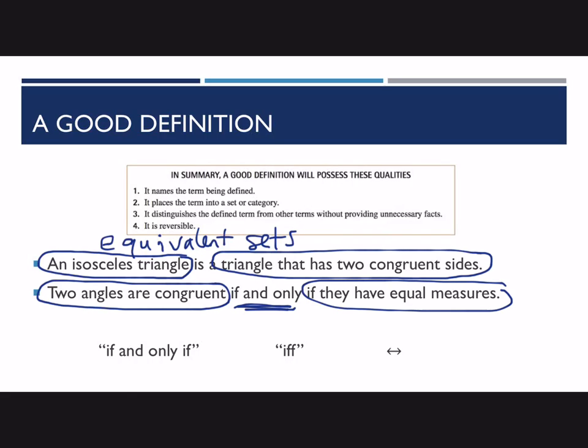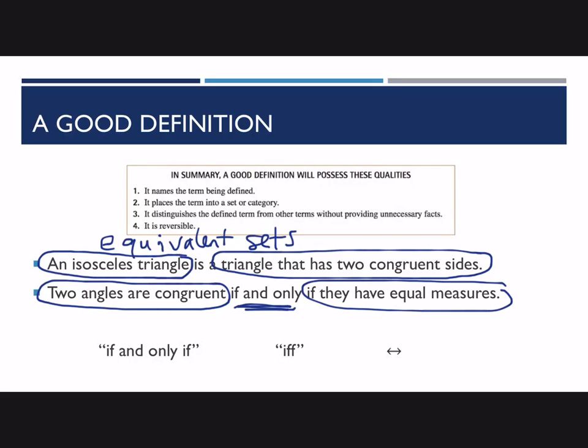If two angles are congruent, then they have equal measures, and if they have equal measures, then the two angles are congruent. There is an abbreviation for if and only if: it's this i-f-f, so that's not a typo. That does mean if and only if. And then the symbol for that is this double arrow, and that comes from the formal logic use of the arrow.